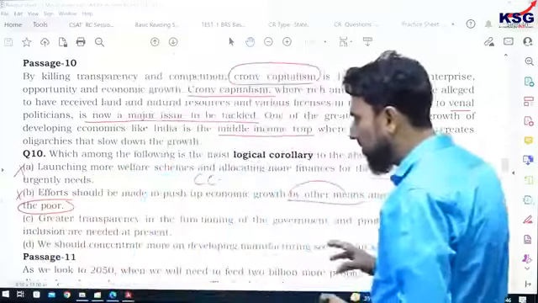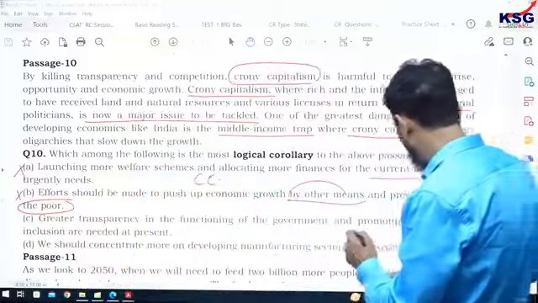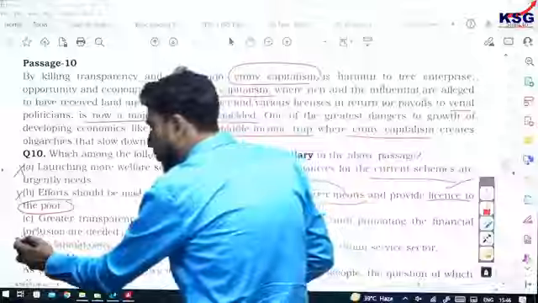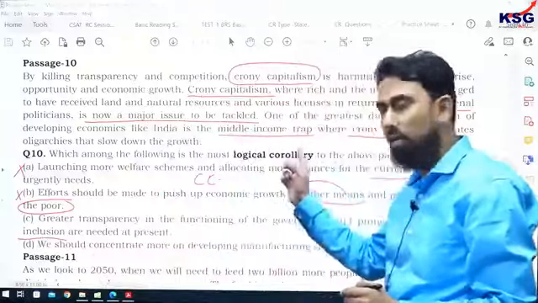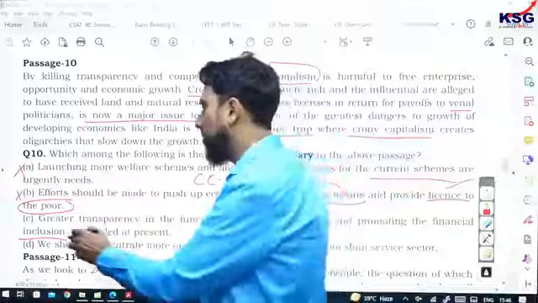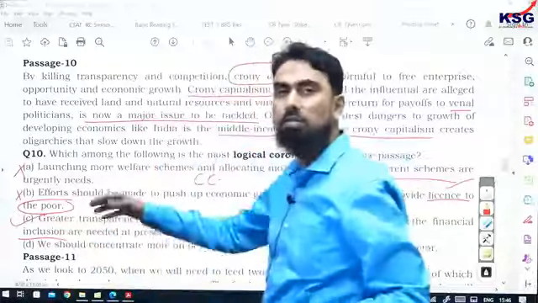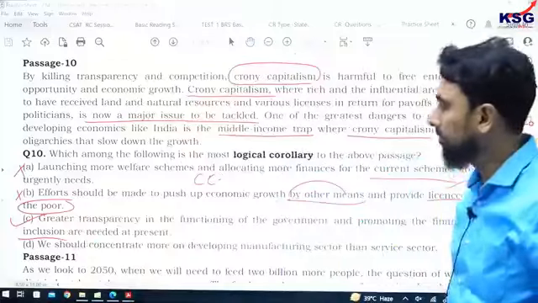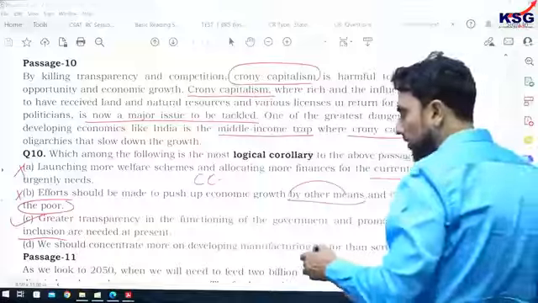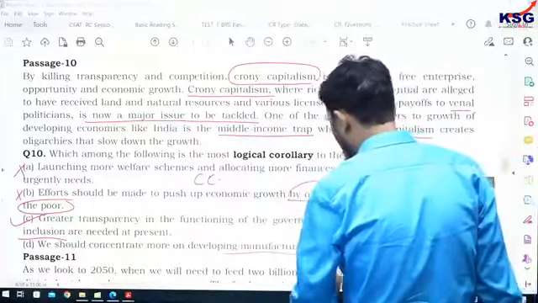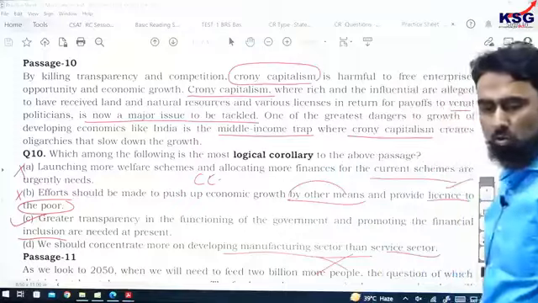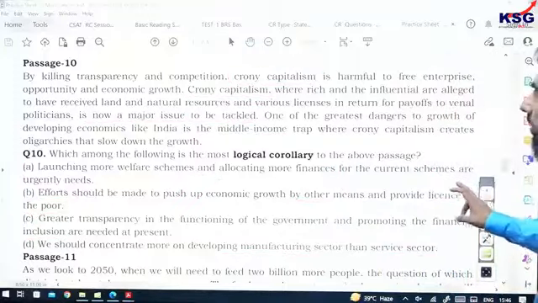C, greater transparency in the functioning of the government and promoting the financial inclusion, because the poor are left behind and the middle income trap is there, are needed at present. Absolutely correct. Greater transparency is addressing the issue of crony capitalism. Last option, we should concentrate more on developing the manufacturing sector than the service sector. Where has this comparison been done? Nowhere at all. So nobody can afford to get this one incorrect.